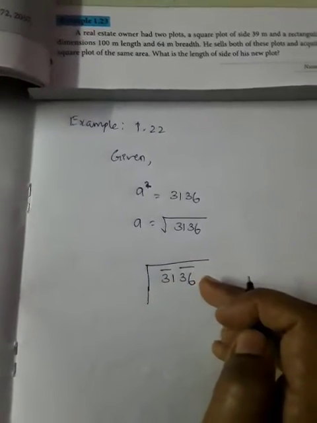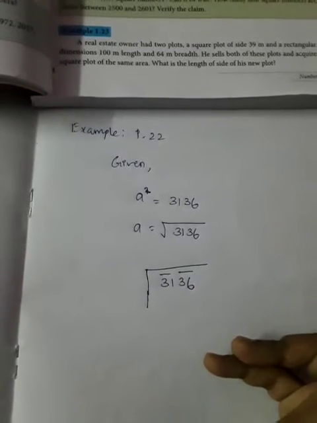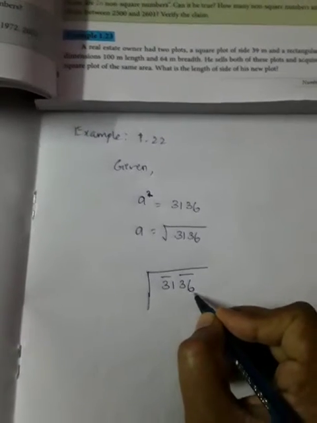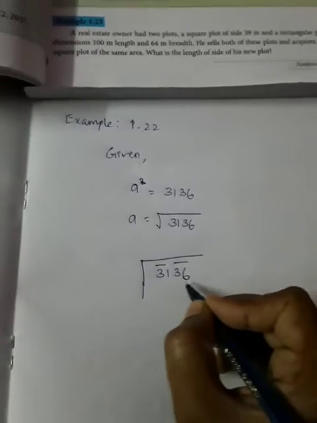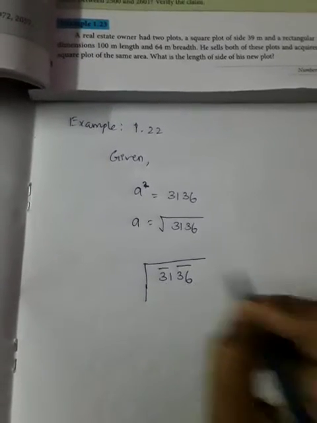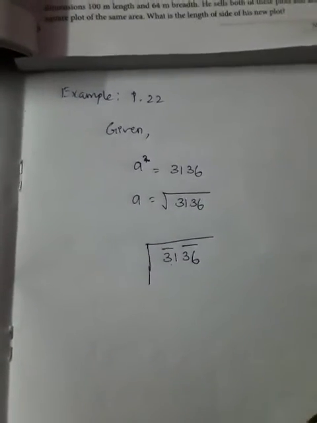Grouping is nothing but making two numbers a pair. Always start with the ones, in the sense the last number. Now 31 is the first group, 36 is the second group.